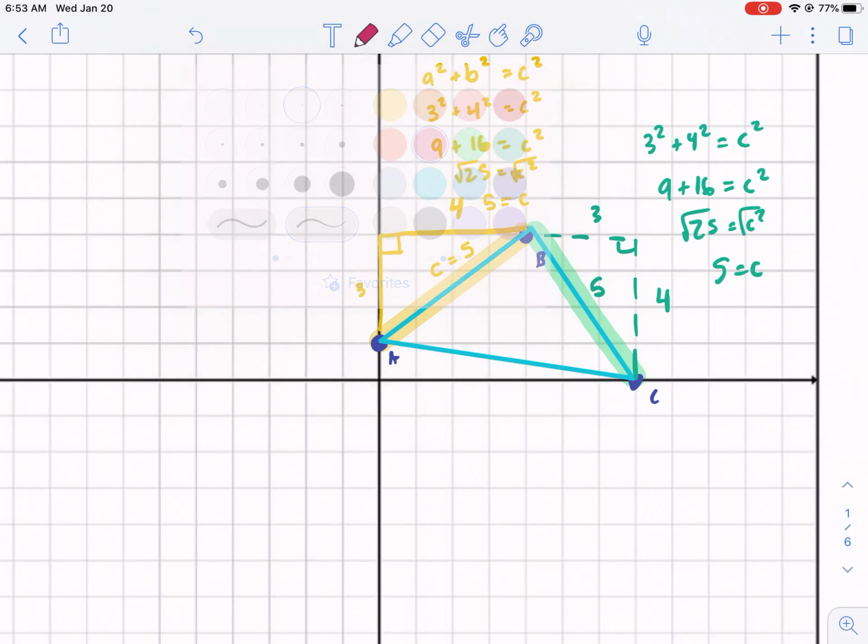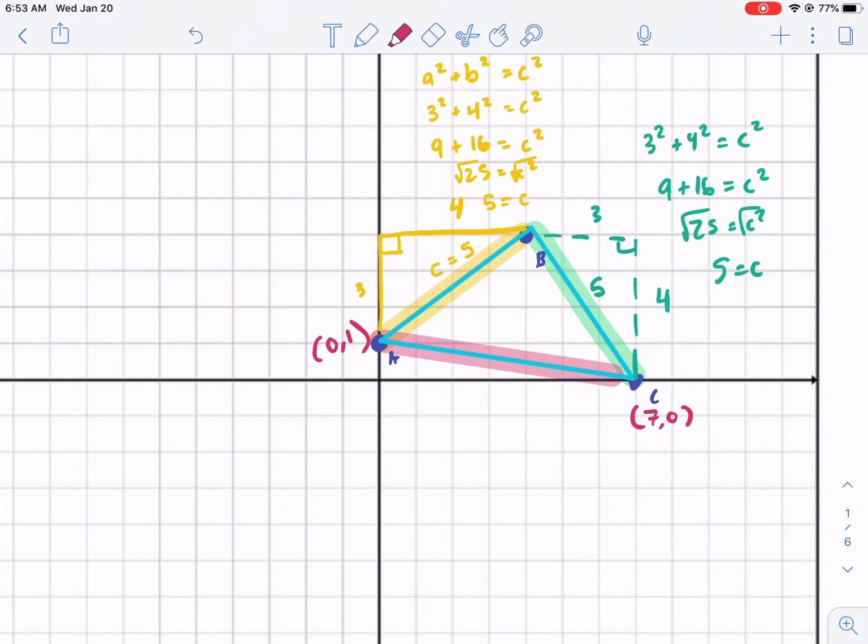Okay, so we're on to our last side, and I'll use the distance formula for this one. So we're doing 7, 0 and 0, 1. So we're doing this side here. And I'll show you the distance formula, even though I'm not a huge fan of the distance formula.